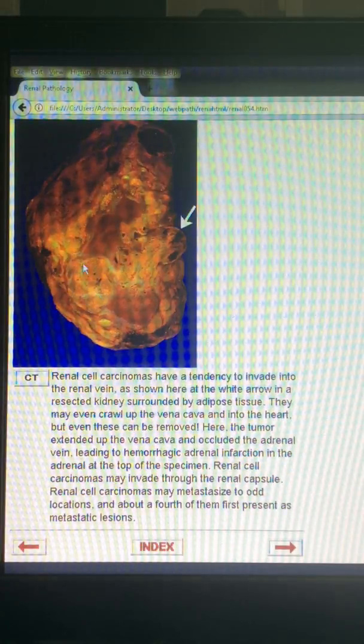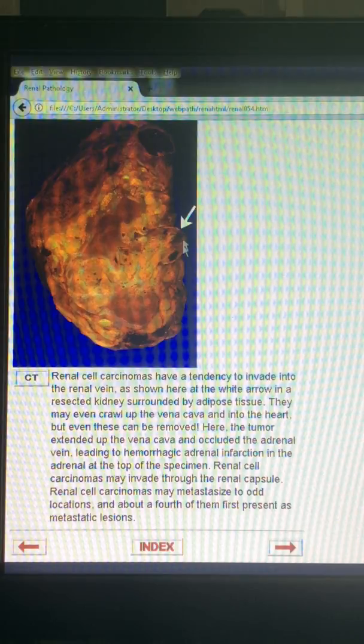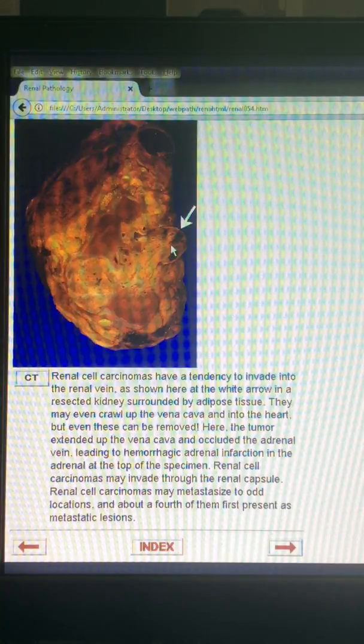A huge mass is seen infiltrating the perinephric fat and even the organ above the kidney, the adrenal gland, going into infarct or necrosis due to infiltration of this renal cell carcinoma. The renal cell carcinoma also can invade the renal vein. Once it goes to the renal vein, it has a tendency to go into the inferior vena cava and then the heart, the lung, or other organs. So once it goes to the renal vein, the patient will have a poor prognosis.